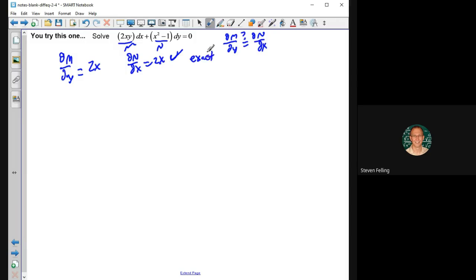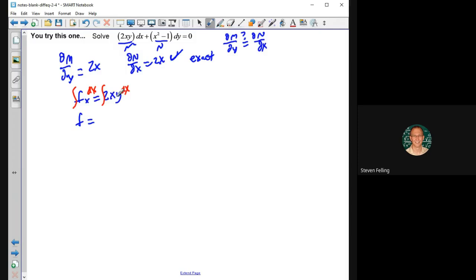So we can proceed. So what we're going to do is say there's some function f where fx is equal to the M field. So that's going to be 2xy. And then to get f, I'm going to take the antiderivative of both sides with respect to x to undo this fx. That will give me my first copy of the f function.